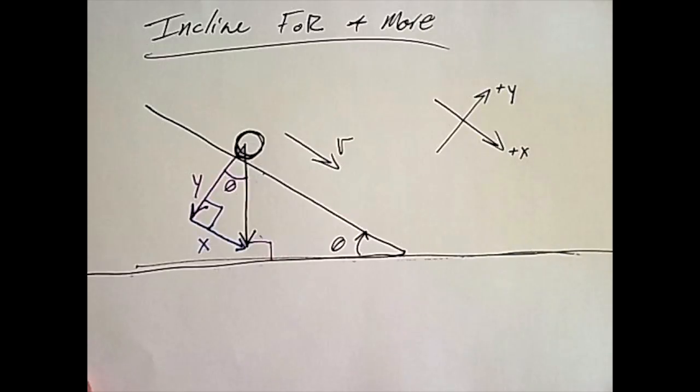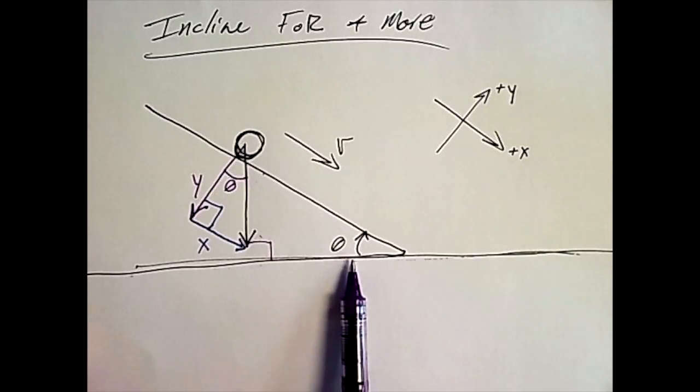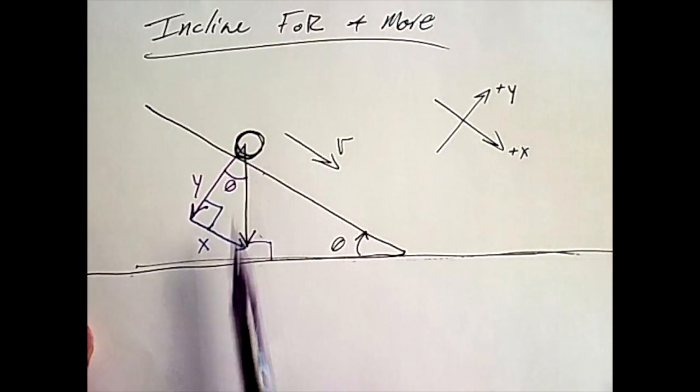So you can do other geometry in order to figure out what I just said, or you can just memorize the fact that the angle of the incline is also the angle offset from the vertical at the top.